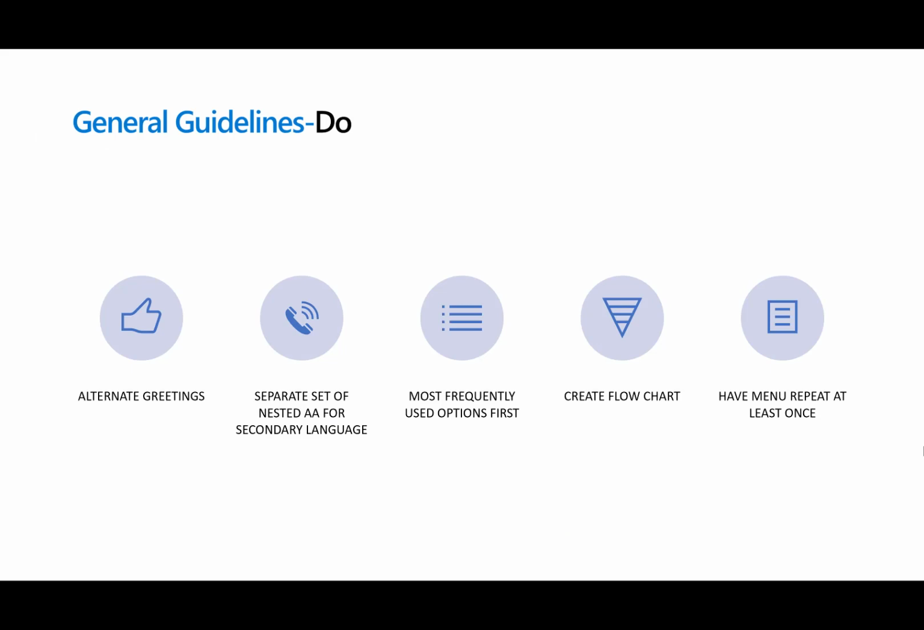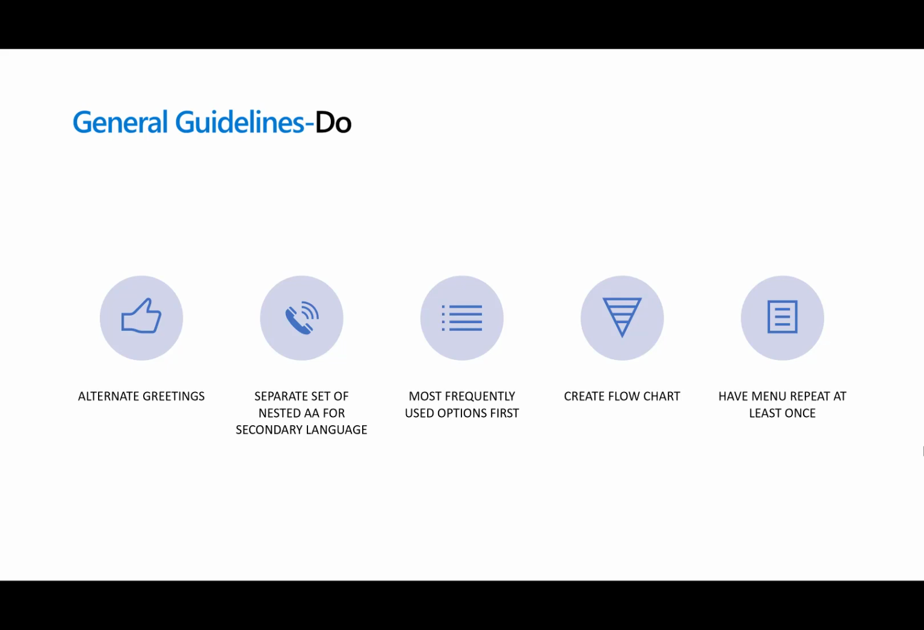So as far as the guidelines go, you want to have alternative greetings for business hours, after hours, and holidays. You want to separate out a set of nested auto attendants for a secondary language if you are going to support that. You want that to be in a different queue itself, so you have each language separated. You want to use the most frequently called options first, obviously just to minimize the time that somebody's waiting through this queue to get where they need to be.